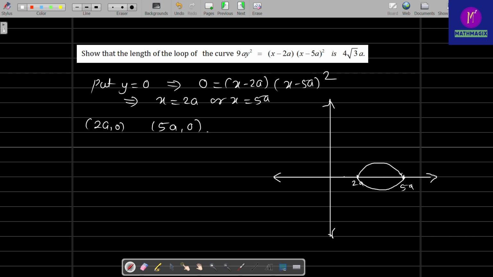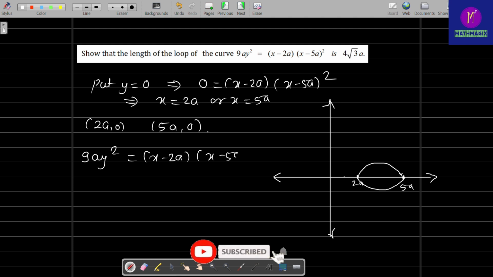Now we need to see where the tail of the loop or curve exists, on which side, either on the left hand side or the right hand side of the loop. For that we will consider the equation which is given to us, that is 9ay square equal to (x minus 2a)(x minus 5a) square. Again, we can see that y square is a square term, (x minus 5a) square is a square term, only x minus 2a is not a square term. So if I take any number less than 2a, that means we are on the left hand side of the loop.